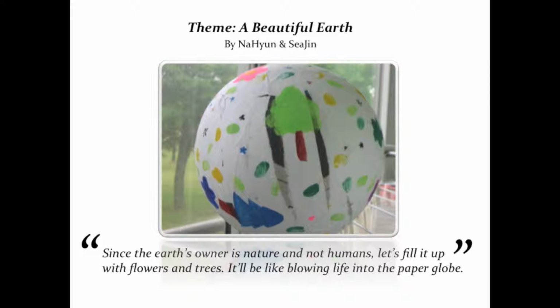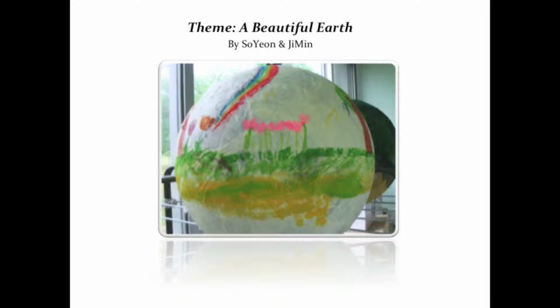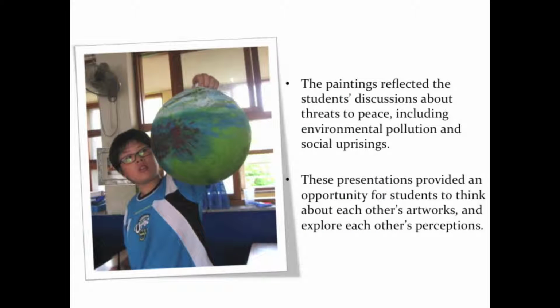This next one is a beautiful Earth. They said, "Since the Earth's owner is nature and not humans, let's fill it up with flowers and trees. It'll be like blowing life into the paper globe." Lastly, this one is a delicate Earth. Each of the paintings reflected elements of the class discussion on peace. Each team presented their globe and painting, which was an opportunity for students to think more about each other's perceptions of peace.